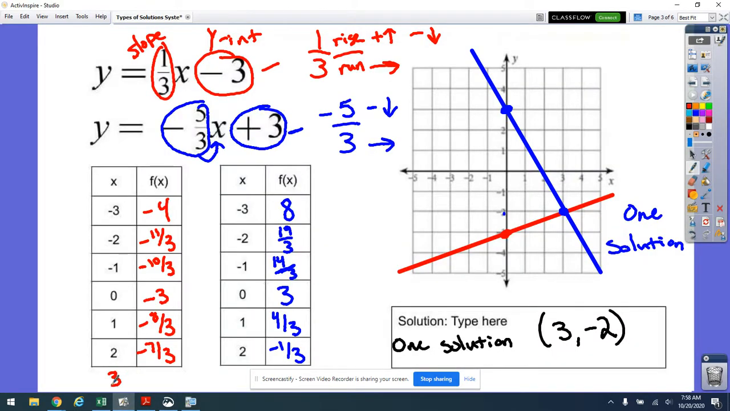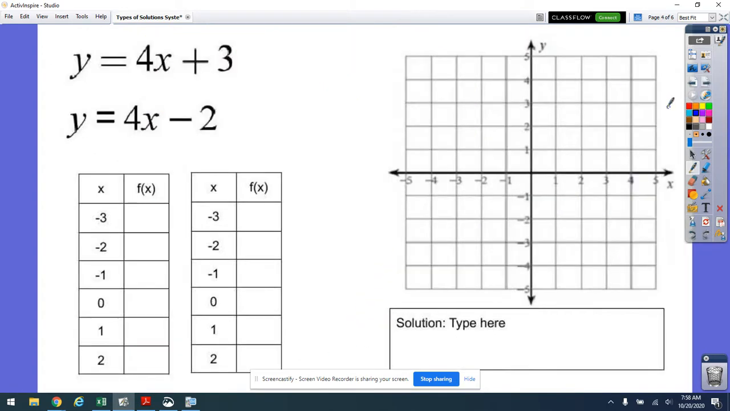So if I want to continue, this would have 3, -2. And this one here would also have 3, and -2. I can't write it because of that little bar. So that's my solution point here. Now, what about this one?